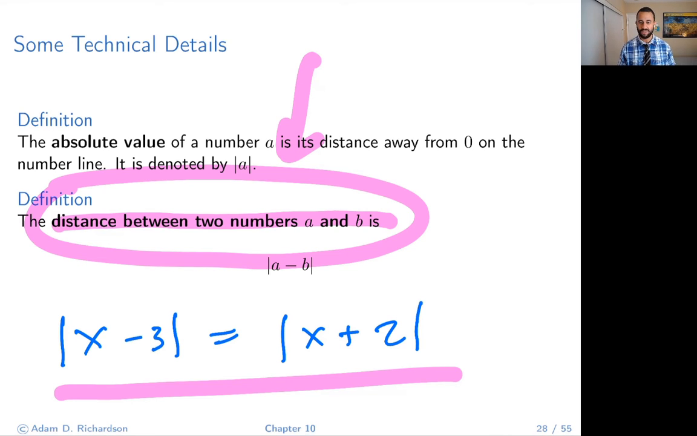So when I see this, what this is telling me is that the distance between x and 3 is the same as the distance between x and negative 2. Remember, this is x minus negative 2, a little bit smaller because I changed the size, right? So I'm looking for a number where its distance away from 3 is the same as its distance away from negative 2. So what does that really mean? It means it's the number that's directly between 3 and negative 2.